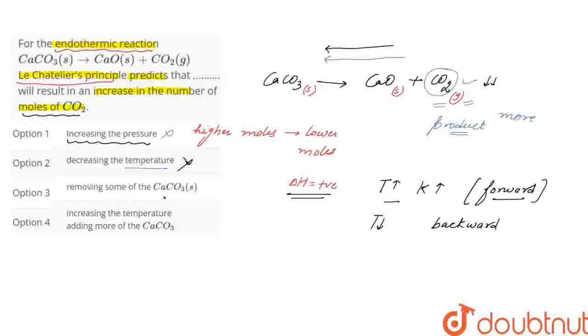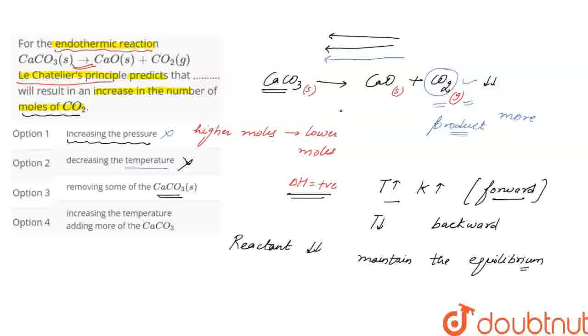Next is removing some of the calcium carbonate. According to Le Chatelier's principle, if the amount of reactant decreases, then it causes the reaction to move in the backward direction to maintain the equilibrium. That means in this case also the reaction goes in the backward direction to maintain the equilibrium. So this option is also incorrect.